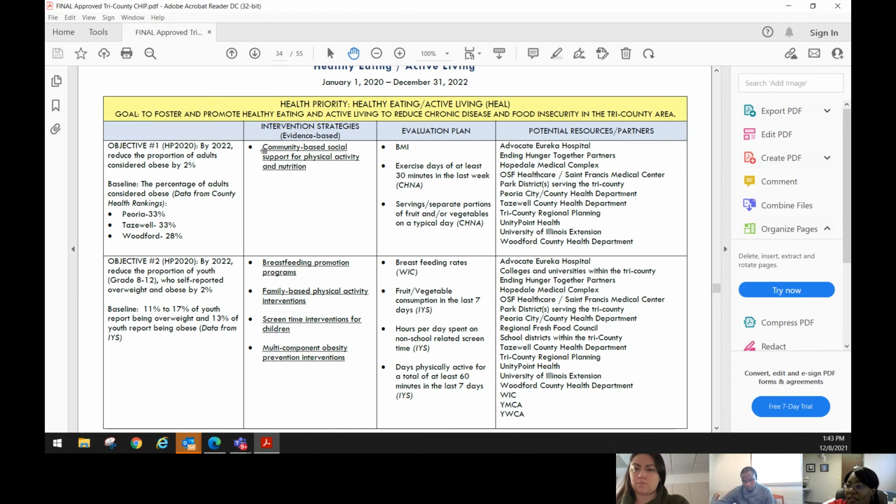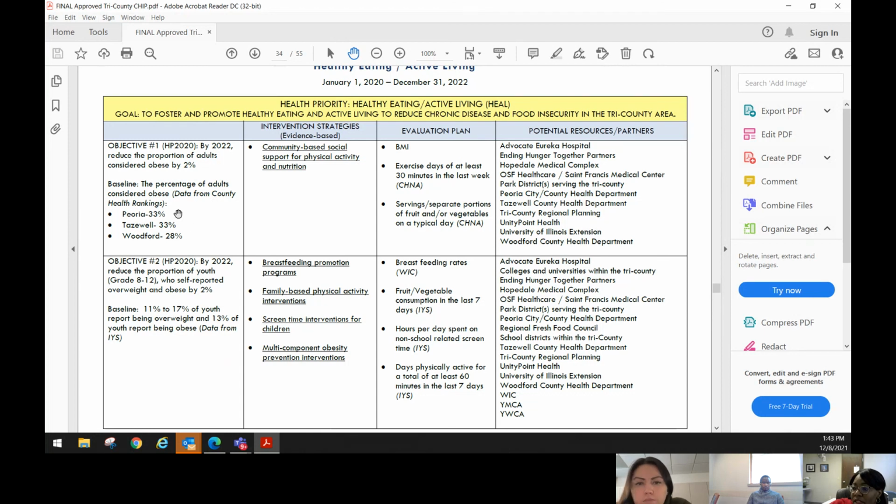So in this context, following that healthy eating and active living, right? That's that goal. And then the objective, this includes baseline, right? Because any objective that you're meeting or goal that you set, you need a baseline to measure it to see if you've made any improvements. So the baseline we use for this is the percentage of adults considered obese, and this data was pulled from the county health rankings.